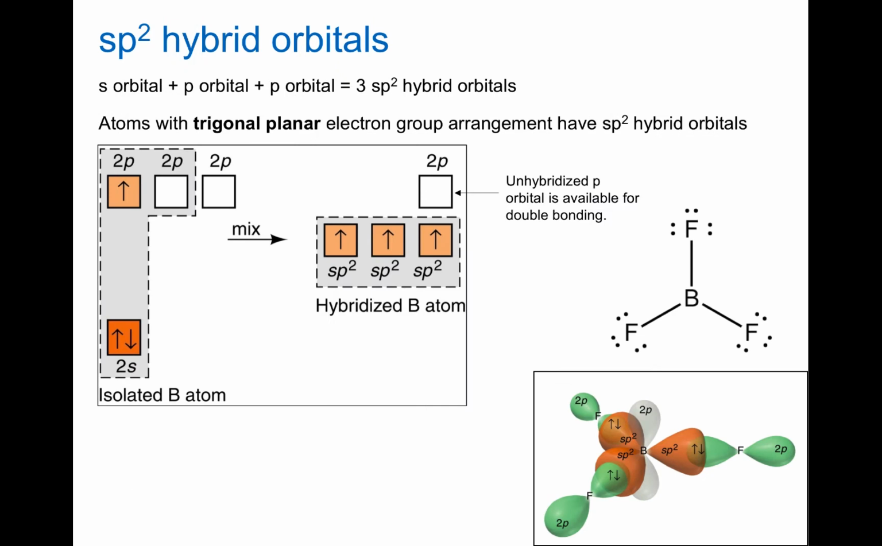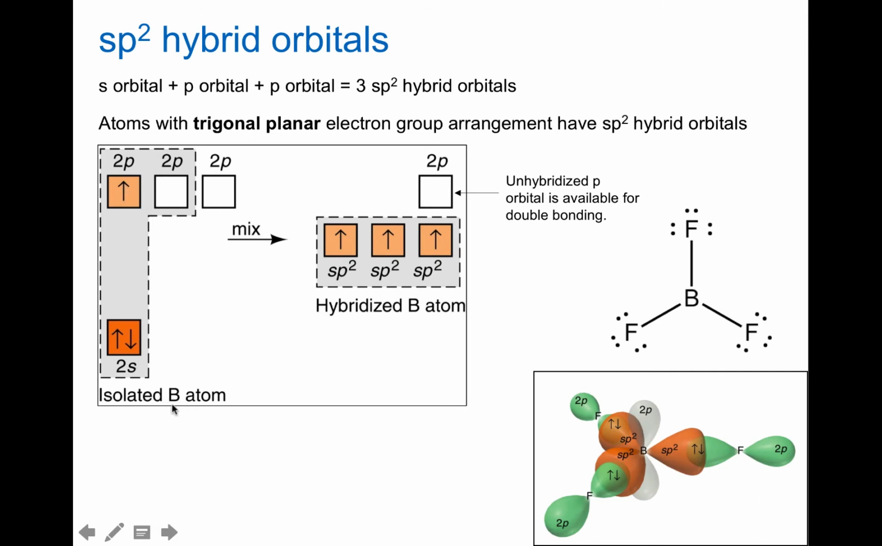The next type of hybrid orbital is sp2. We have an s and 2 p atomic orbitals to make a total of 3 sp2 hybrid orbitals. Boron is an example of an atom that often has a trigonal planar electron group arrangement, and if it has a trigonal planar arrangement, that means it has sp2 hybridized orbitals present. In a boron atom all by itself, it hasn't bonded to anything yet. It has 3 valence electrons because it's in group 3A. It has 2 of those electrons in the 2s orbital and 1 in the 2p orbital.